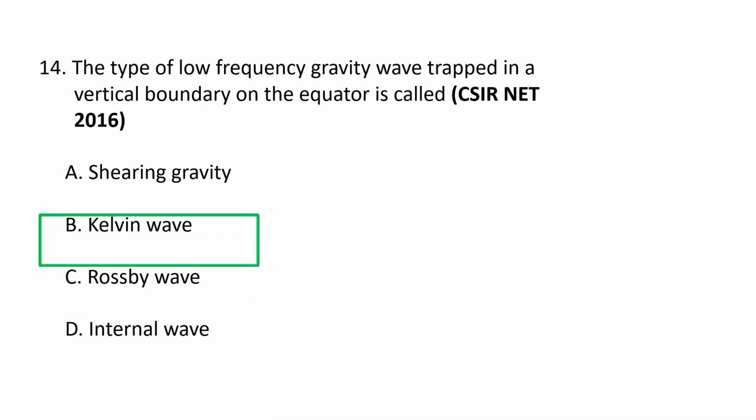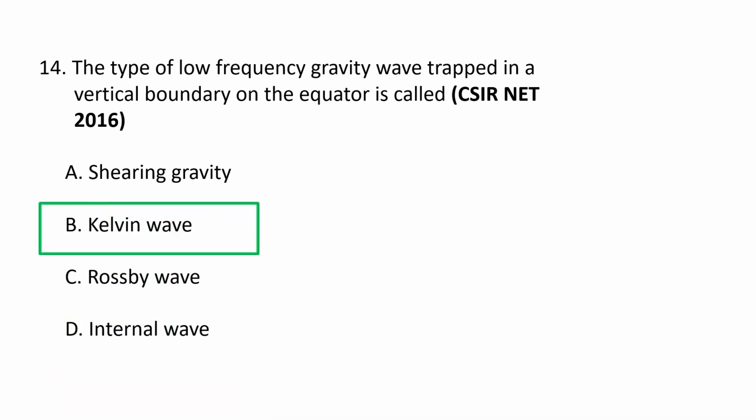Kelvin wave. Kelvin wave is a type of low-frequency, large-scale gravity wave trapped at the equator or along lateral vertical boundaries. Equatorial Kelvin waves propagate eastward, trapped by the Coriolis force, with maximum amplitude on the equator that decays with latitude. So the type of low-frequency gravity wave trapped in a vertical boundary on the equator is called Kelvin wave. B is the correct option.